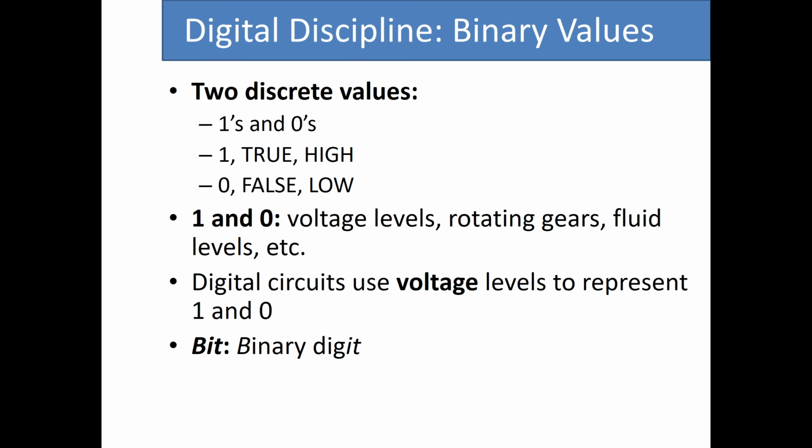Since we have two possible values, we call a system that uses discrete ones and zeros a binary system, and any variable that can represent these two values is called a bit. So if we have one bit, we can show either a 0 or a 1. If we have 4 bits, we can show 16 possible combinations. I will go over these in more detail in later lectures.